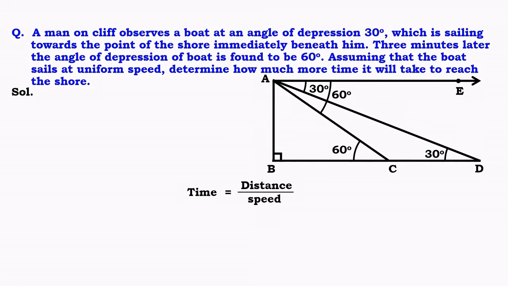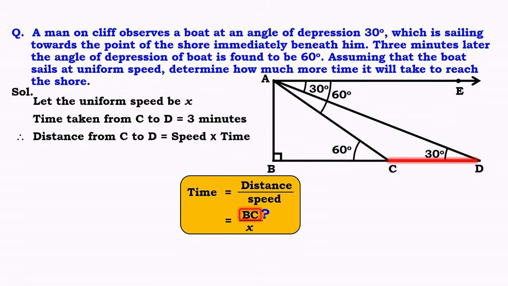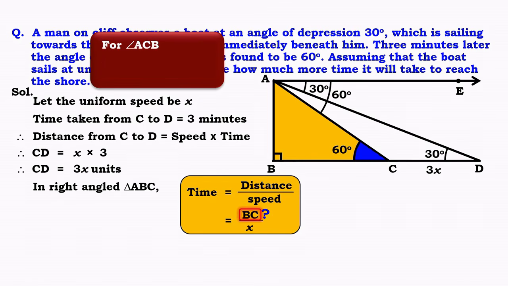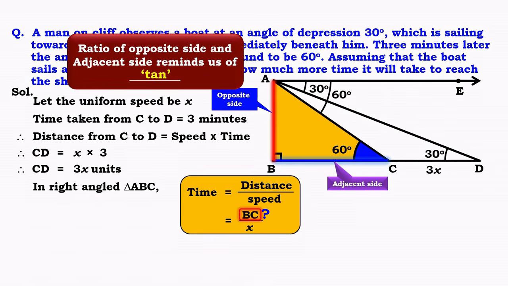The time taken by the boat to travel from point C to point D is 3 minutes. Therefore, distance from C to D is equal to speed multiplied by time. So, CD is equal to x multiplied by 3. Therefore, CD is equal to 3x units. BC belongs to triangle ABC. For angle ACB, the opposite side is AB, and the adjacent side is BC.